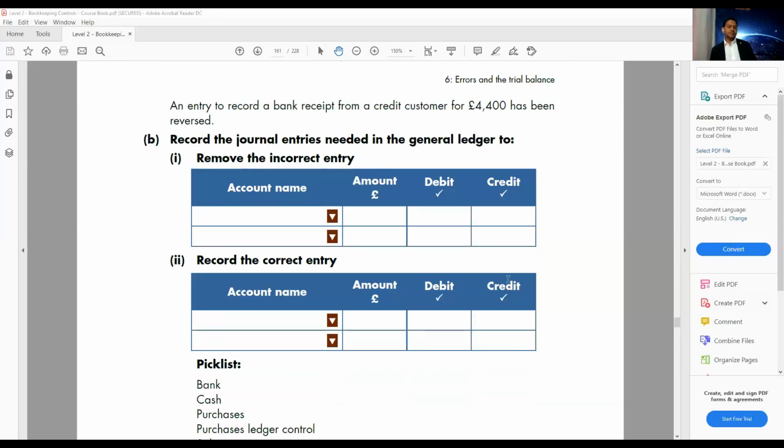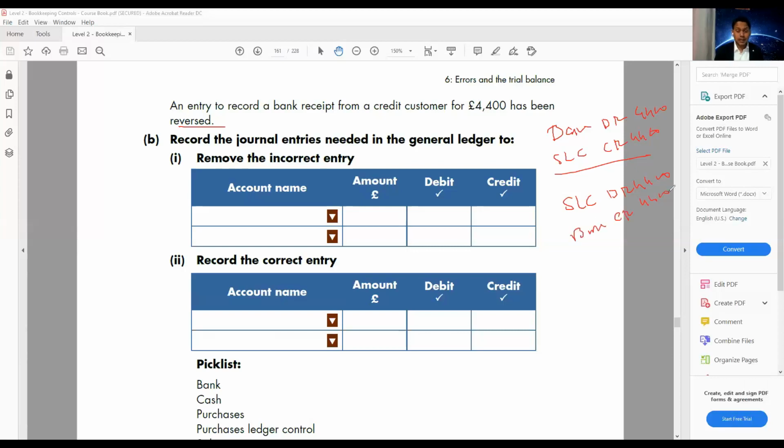Okay, I have a next question. This is the error of reversal. An entry to record a bank receipt from a credit customer, 4,400, had been reversed. Reverse means you did the opposite. So when you receive any money from a customer, what you do is bank debit 4,400, and sales ledger control credit 4,400, isn't it? Or we did reverse. We made a mistake. What we did was sales ledger control debit 4,400 and bank credit 4,400.